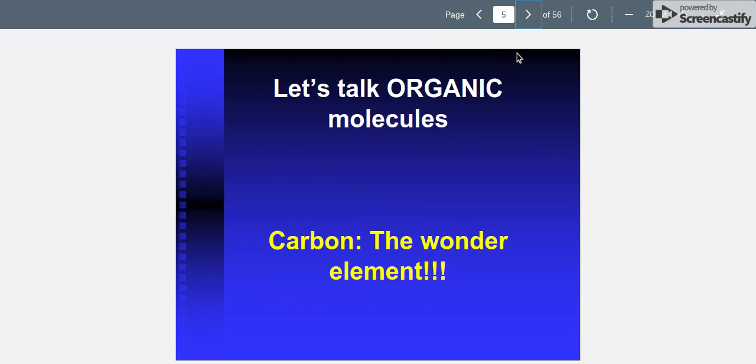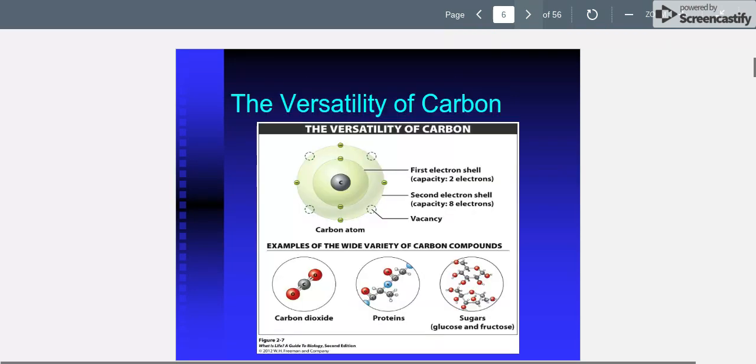Okay? So looking at organic molecules, these are molecules that make up living things. And so carbon is kind of the basis of all of these molecules. It's a pretty incredible element. And we see that all life as we know it is based upon carbon. Okay? And the reason why carbon is so nice for living things is how versatile it is. Carbon has space for 4 different bonds. So it's going to form a lot of different covalent bonds.